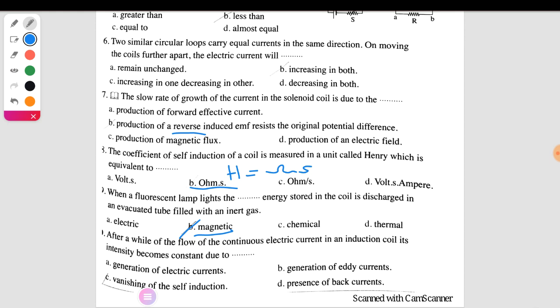After a while of the flow of the continuous electric current in an induction coil, its intensity becomes constant due to generation of current, generation of eddy currents, vanishing of self-induction, or presence of back current. The answer is vanishing of self-induction.